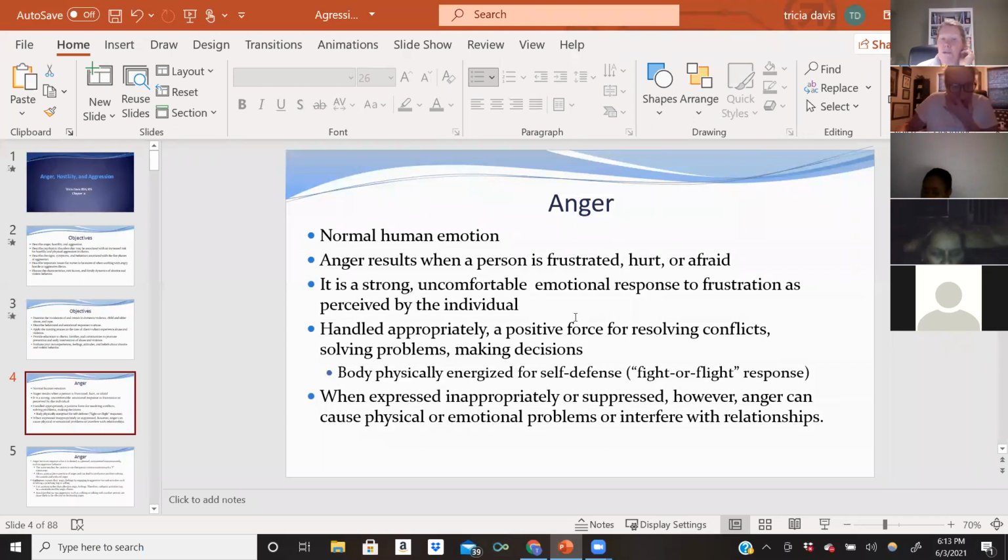When anger is handled appropriately, it can be a positive force for helping to resolve conflicts. It can help to solve problems, and it can ultimately help us make decisions regarding different situations. It does signal that fight or flight response in our body. And when used inappropriately, anger can cause physical or emotional problems, and it can interfere with relationships. So when it's expressed inappropriately, or if we keep it inside and we suppress it and we don't talk about it, it can have damaging effects.